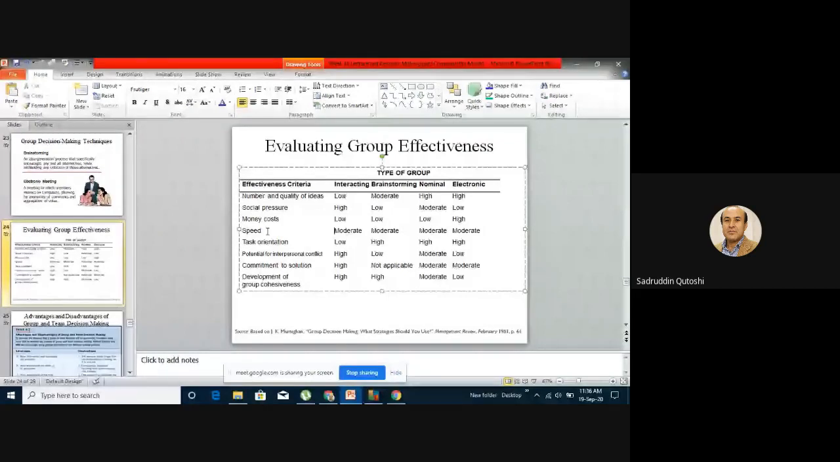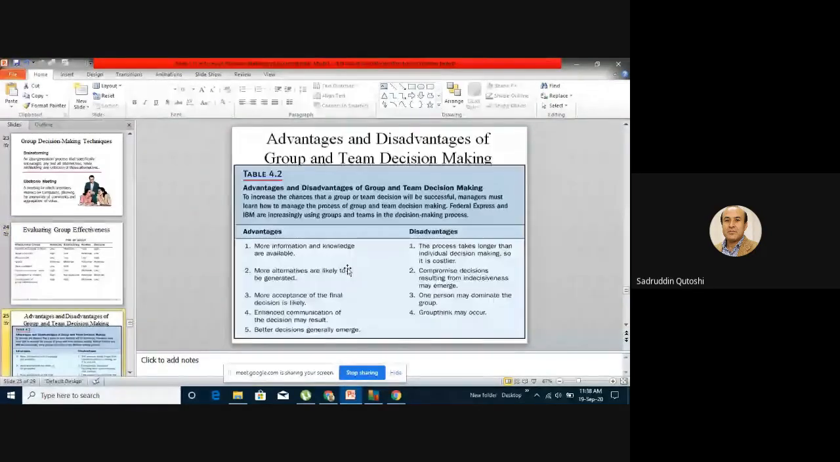Money cost, speed, task orientation, potential for interpersonal conflict, commitment to solution, development of group cohesiveness. These are yet other criteria. When you look at these criteria and use a particular group, either interacting, brainstorming, nominal, or electronic, you can see there are some pros and cons of these different groups for group decision making. On that basis, we will be in a position to look at which group or team decision making has advantages and which has disadvantages. What are the pros and cons of group decision making as compared to individual, one-sided decision making as a manager? So in the next slide, we will look at the pros and cons of group decision making.